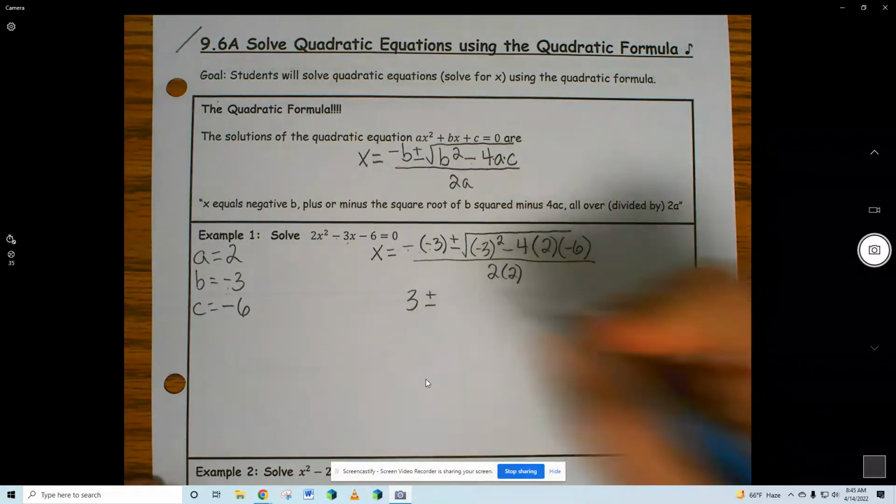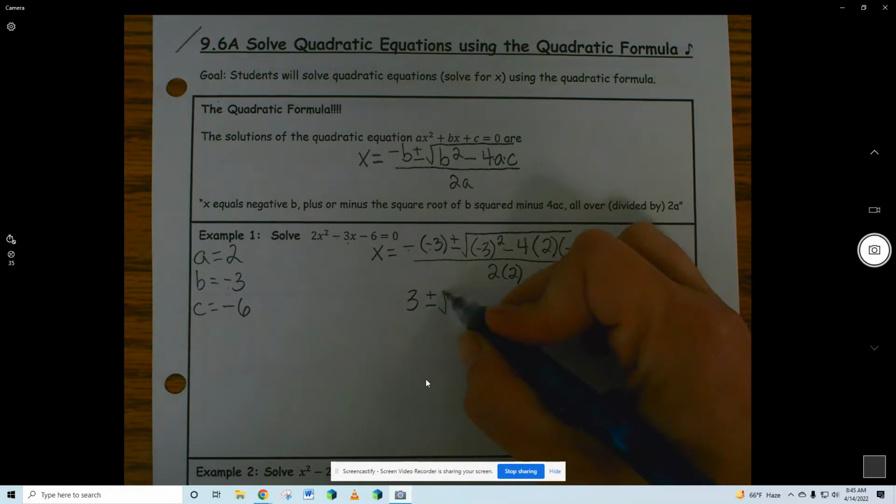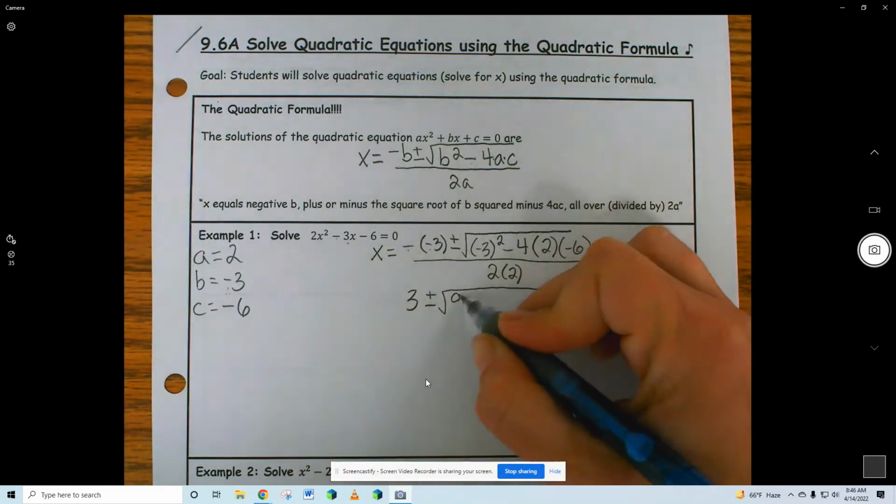Plus or minus. So this is the part that students sometimes mess up on. You have to do all this math underneath the square root sign. So first of all, negative 3 squared. That's negative 3 times negative 3. This is always going to be a positive. Negative 3 times negative 3 is positive 9. So it's going to say the square root of 9.